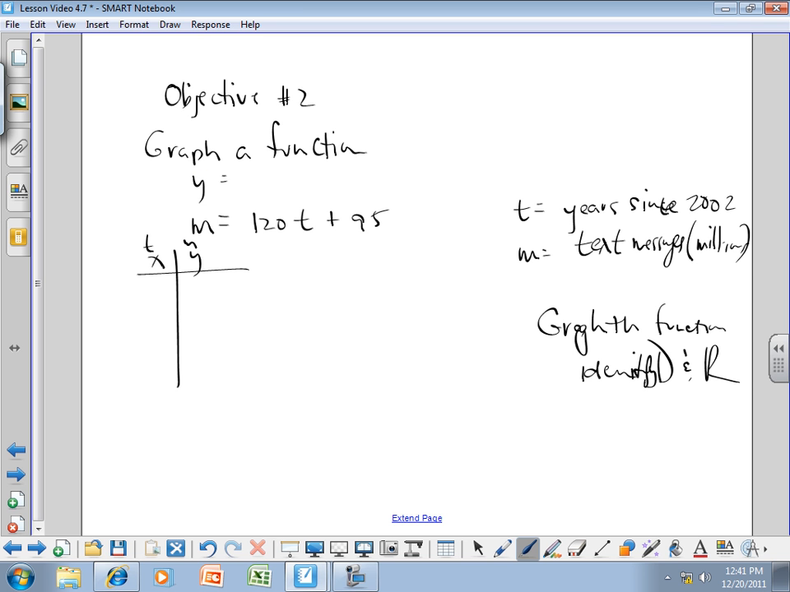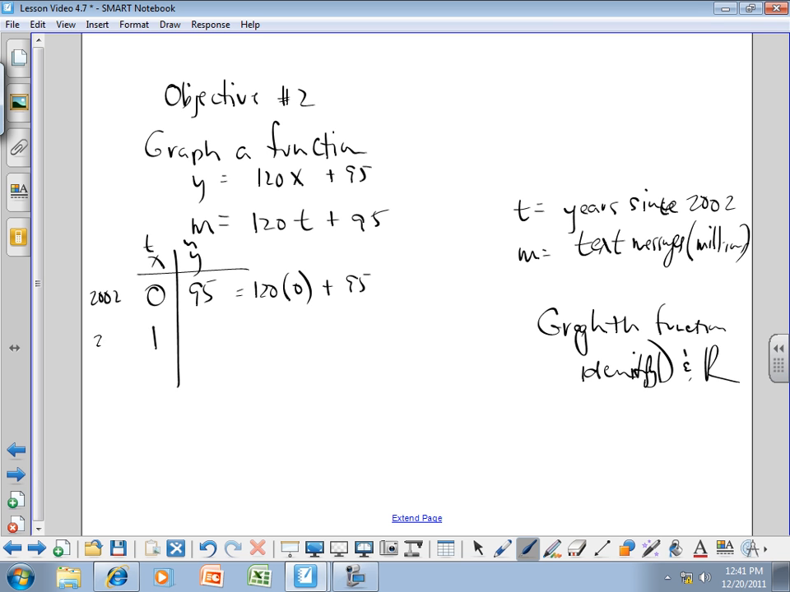Would it make sense that if I was going to put this in slope-intercept form, it would look kind of like this, where the T is the same thing as the X and the M is the same thing as the Y? Yeah, I think so. So if it says years since 2002, well, how many years since 2002 is 2002? Well, it's 0, isn't it? And so if we put a 0 in here, if we take 120 times 0 plus 95, what's 120 times 0? 0 plus 95. Don't we get 95? Yeah.